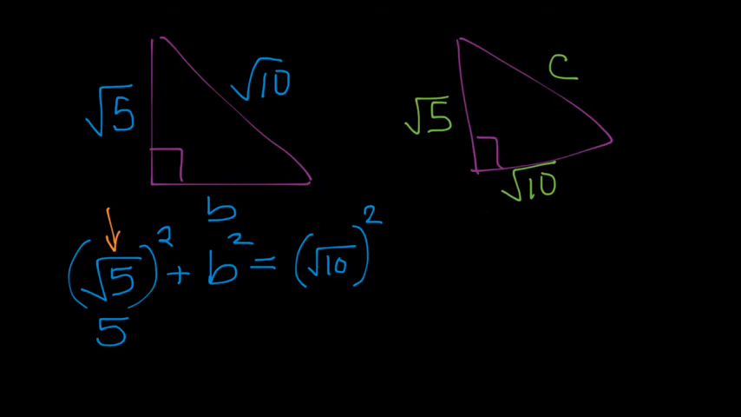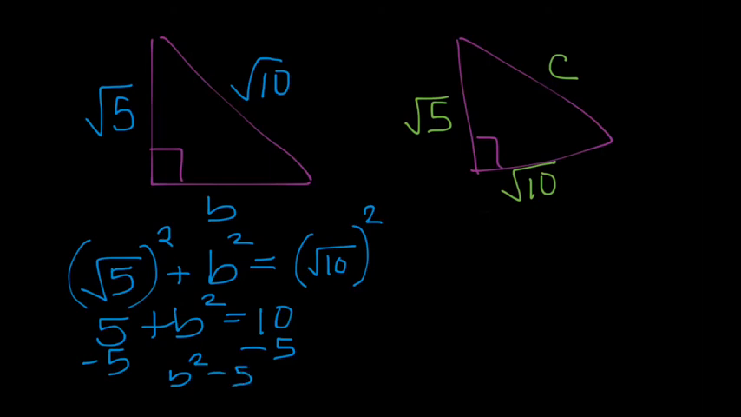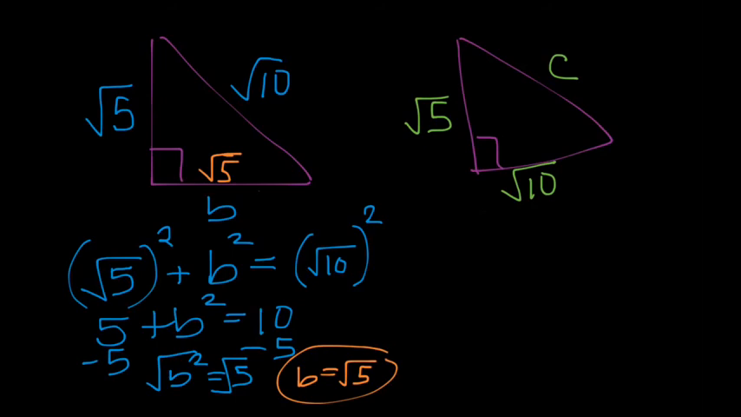So I'm left with 5 plus b squared equals 10. Subtract 5 from each side. B squared equals 5. Square root each side, and b would end up equaling square root of 5. So that's my first option for length.